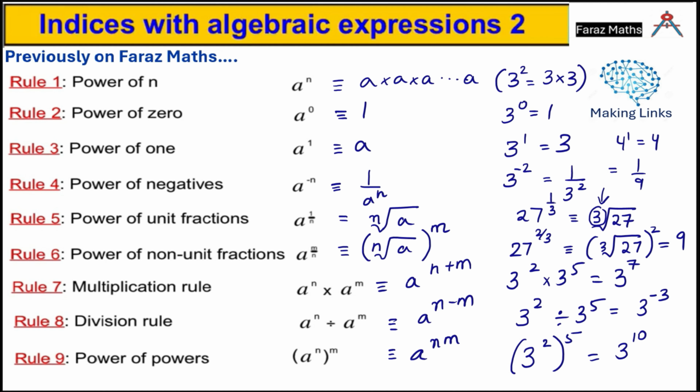So in the last video I asked you to state what these rules meant, and here are the answers. Just to point out, in this video we are going to be working on rules 4 to 9 with algebra, indices involving algebra. So let's get started. If you don't know these rules and if you have any kind of confusion, you can go back to indices with algebraic expressions 1, where I already taught these rules. And if you are sure about it, we can start.